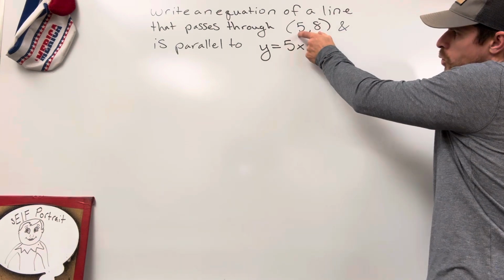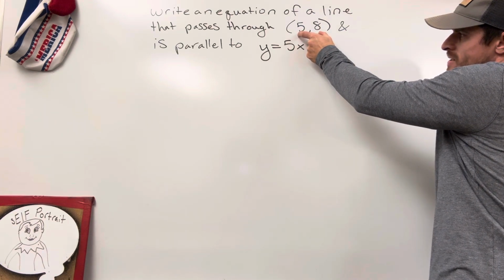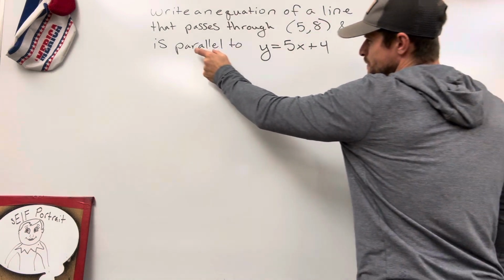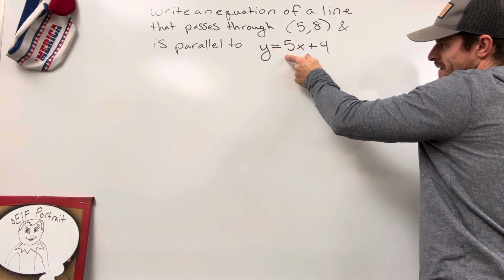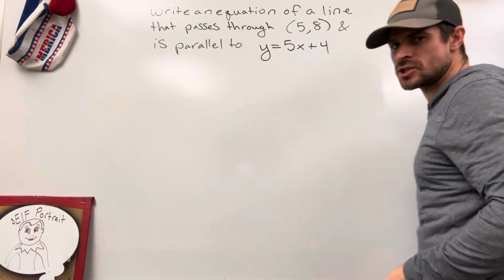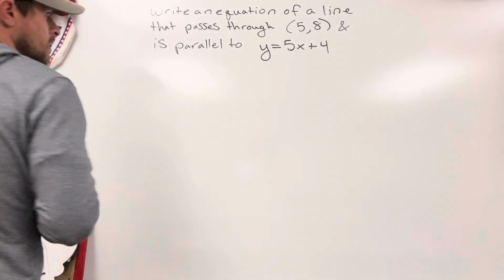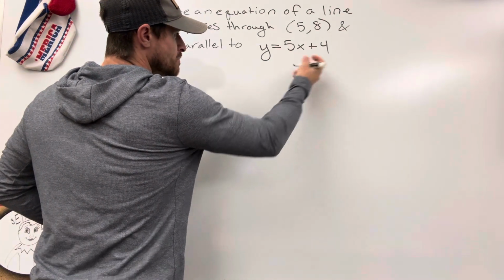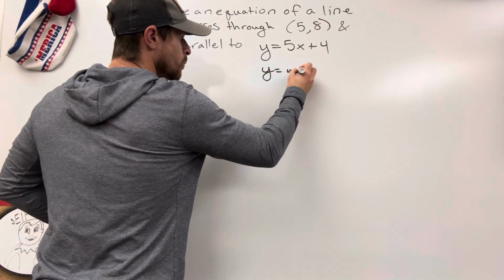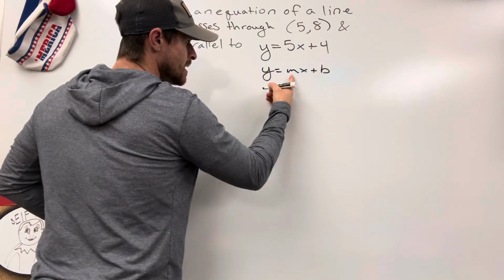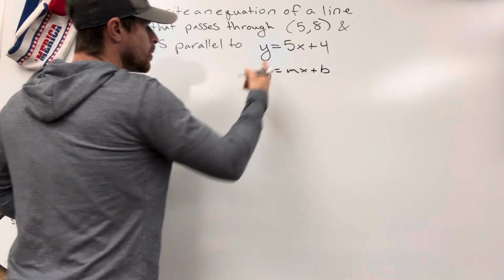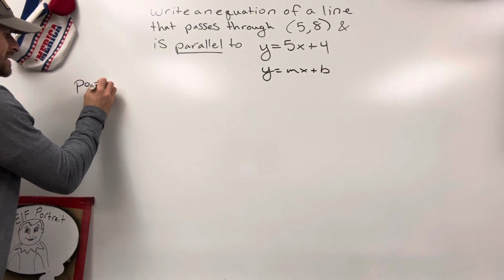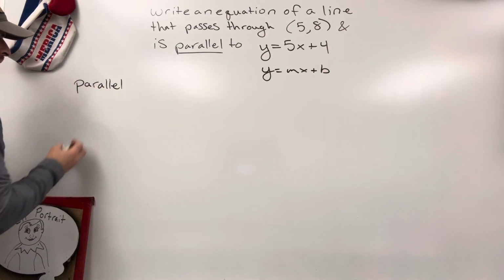So we were given a point that our line has to go through. It has to go through (5, 8). And we're told that it's parallel to this line. Now, the good news about this equation is it's in slope-intercept form. So when we have an equation written in y = mx + b, we know that the m is the slope. So parallel lines are going to have the same slope, but a different y-intercept.